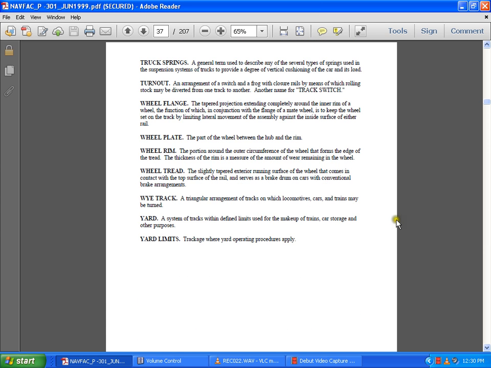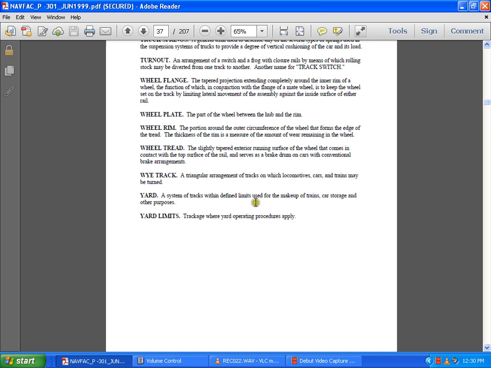Wye tracks are a train arrangement of tracks on which locomotives, cars and trains may be turned. A yard is a system of tracks defined and used in the makeup of trains and cars, and for storage and other purposes. Yard limits are the tracks where yard operating rules and procedures apply.